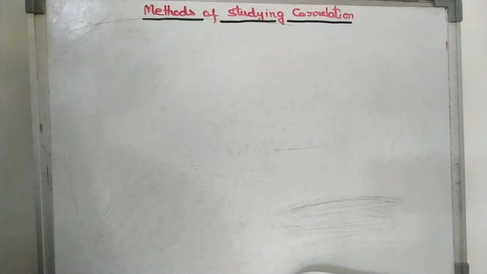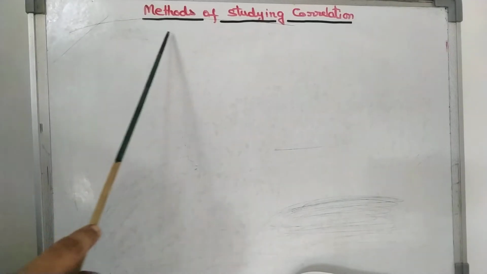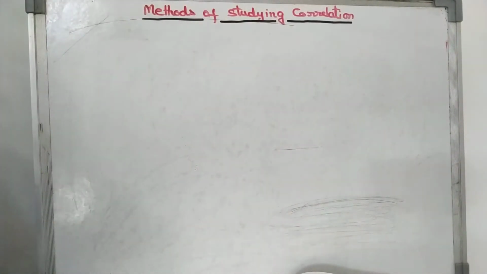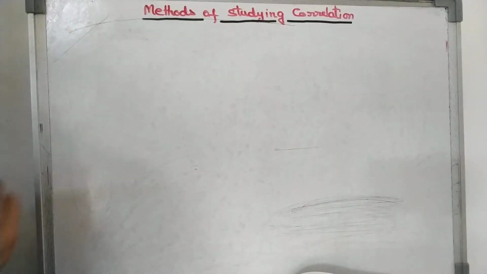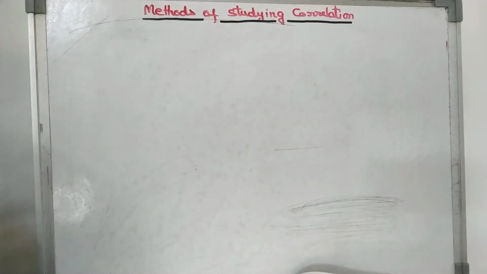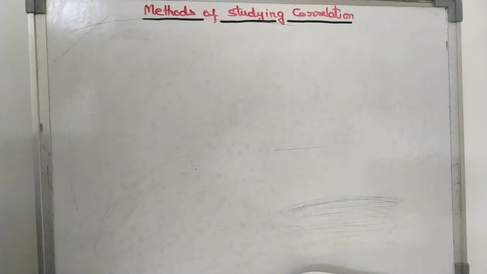Hello students, today's topic is methods of studying correlation. That means what are the different methods of studying correlation? That means the relationship between two or more variables. So the commonly used methods for studying the correlation between two variables are, because in our syllabus only two variables are there, that means simple correlation.